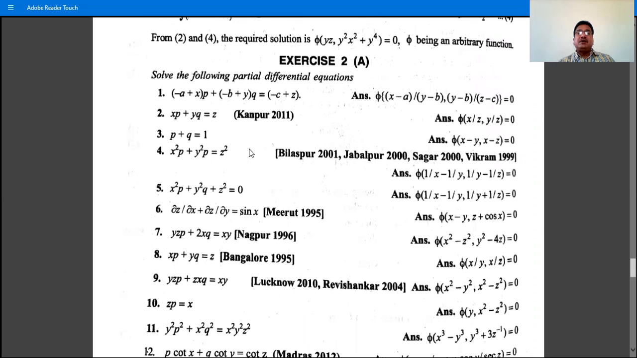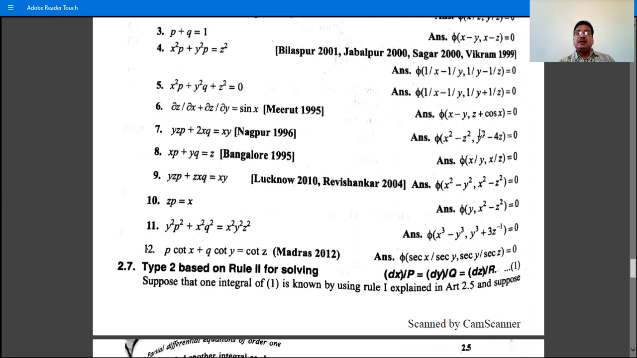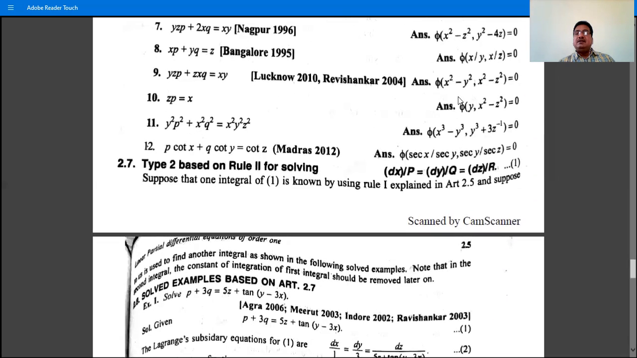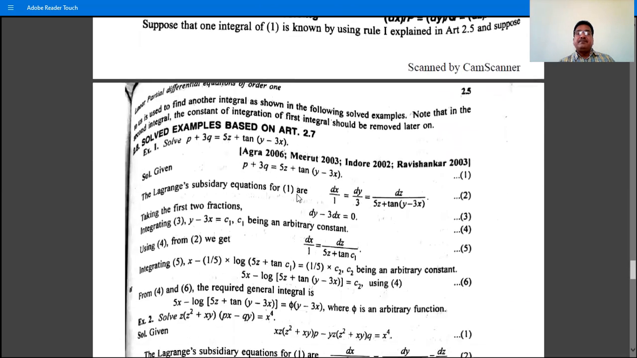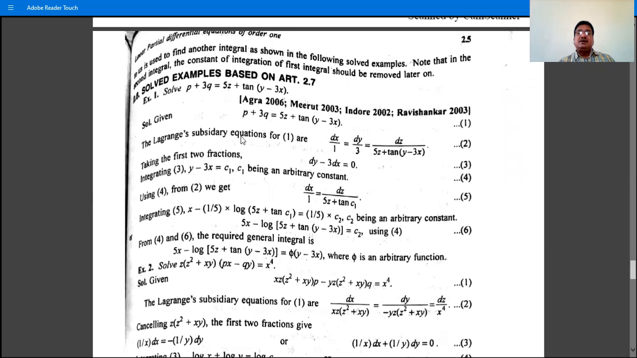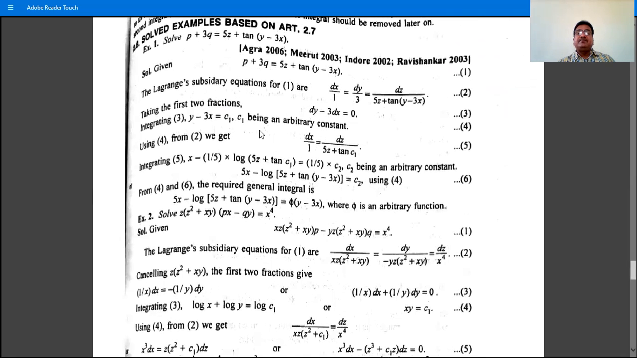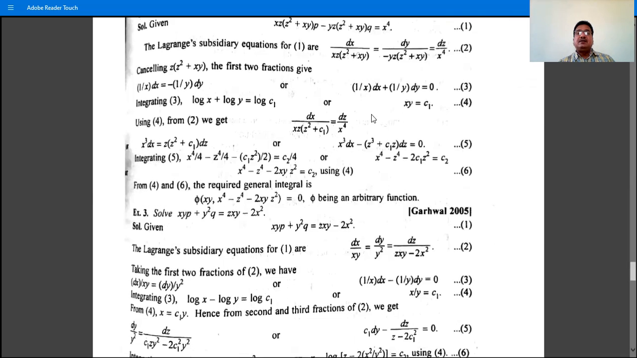These are problems for exercise. Pp plus Qq is equal to R. Their solutions are also given. In the place of phi, write capital F. Then these are also problems of the same type, Pp plus Qq is equal to R.